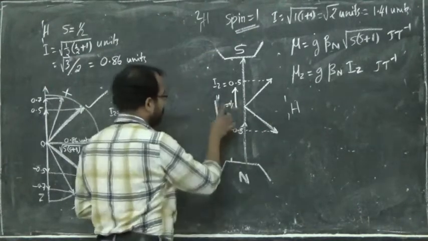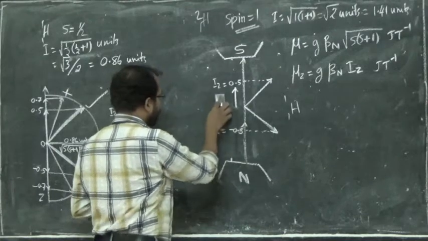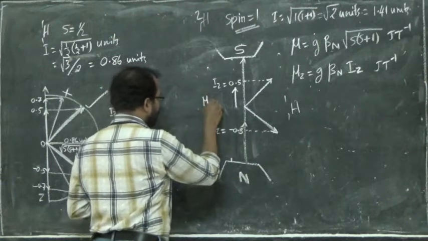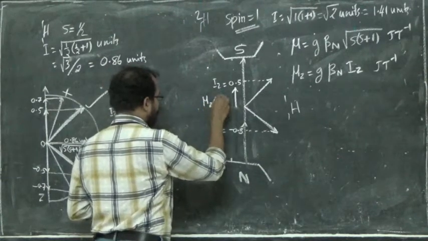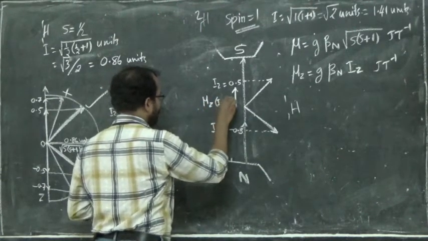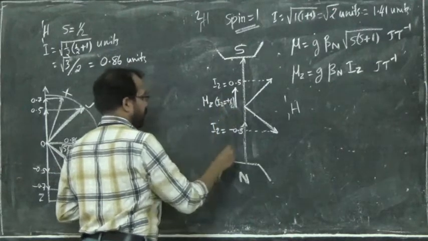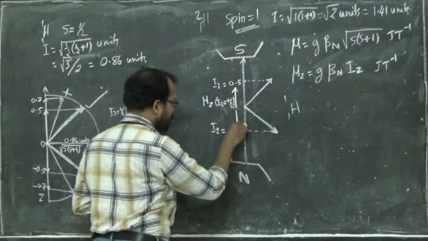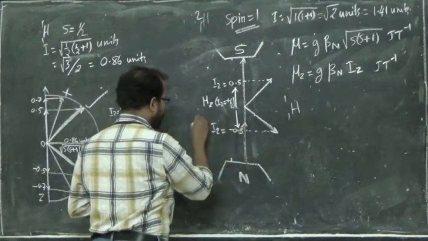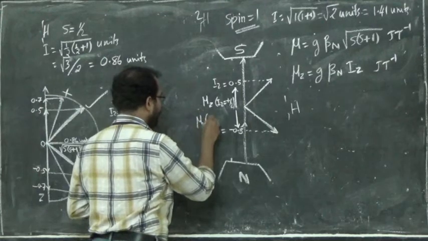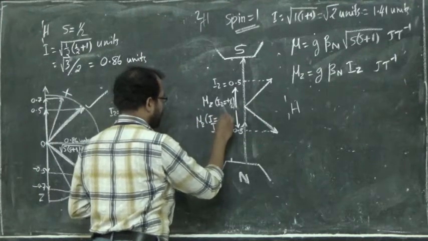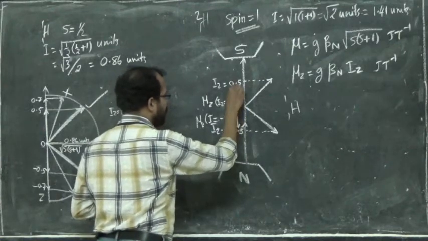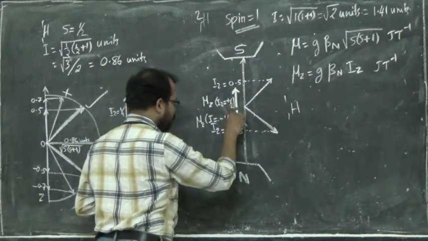Let me write it large. This is the mu Z corresponding to IZ equal to plus half, okay, and this is the mu Z corresponding to IZ equal to minus half. Okay, so we have two mu Z's. This one is a mu Z and this one is also mu Z.